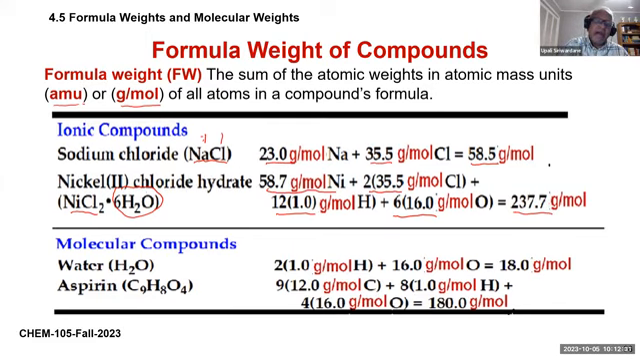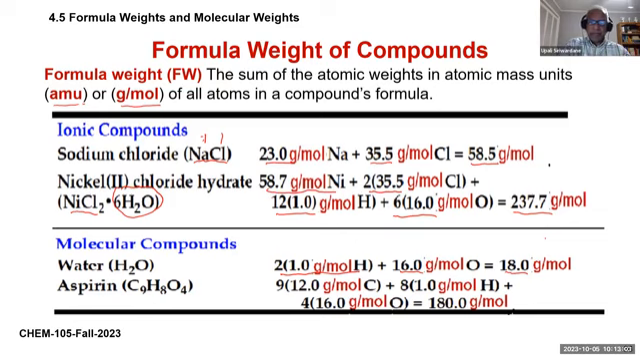These are ionic compounds, which consist of ions. Molecular compounds are different from ionic compounds. We already talked about it. Molecular compounds are covalent compounds where electrons are shared between atoms. Water has 2 hydrogen, 1 oxygen. You add them up. We already showed you how you get the formula mass of water.